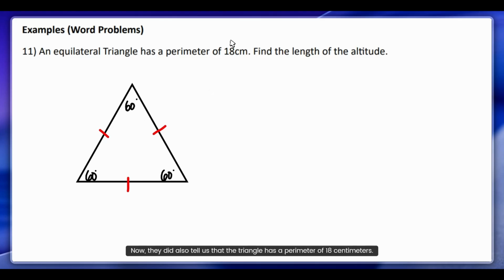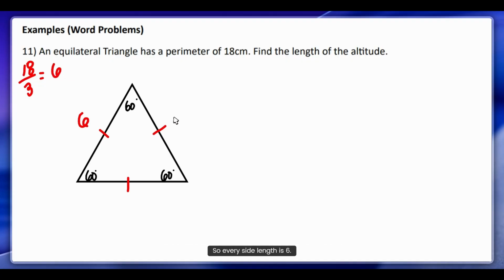Now, they did also tell us that the triangle has a perimeter of 18 centimeters. Well, if all three sides add up to 18, and we know all three sides are congruent, we have 3 of those sides. So 18 divided by 3 would tell us the length of each side is 6. So every side length is 6. Now, they want us to find the length of the altitude.